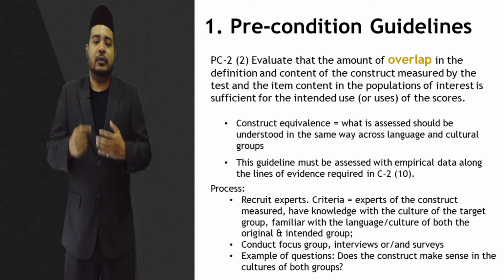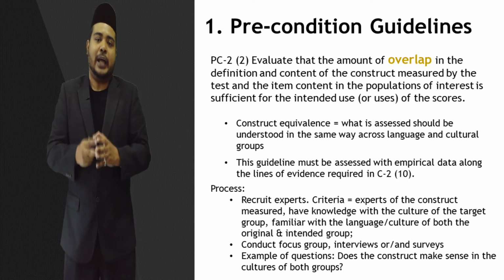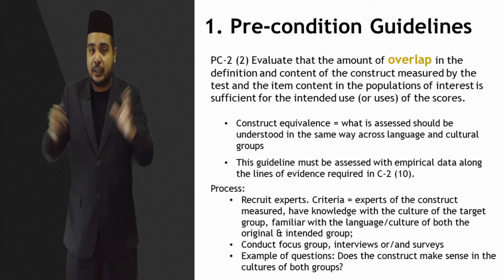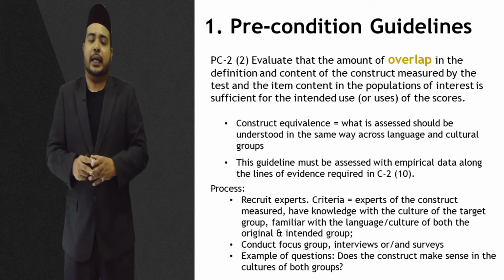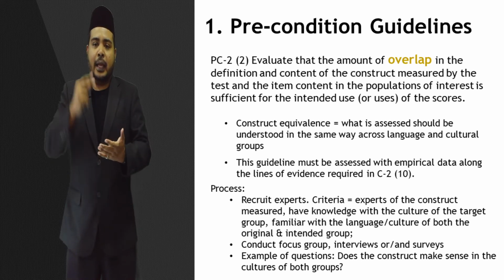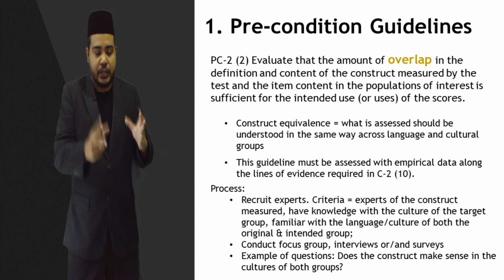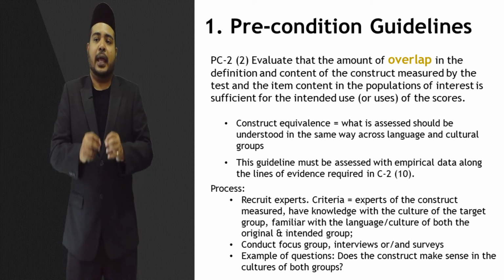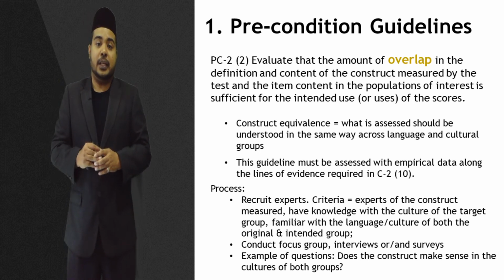They have knowledge of the culture of the target group. They understand the intelligence conceptualized in the test, in the scale, and they also understand the culture. Say, for example, you want to adapt an English version of an intelligence test in a Malaysian context. So the expert must understand Malaysian culture. And the expert must also have familiarity with the language and culture of both the original version of the test as well as the culture of the intended group. So these are the criteria of the expert.